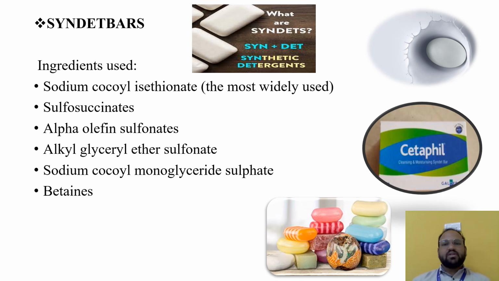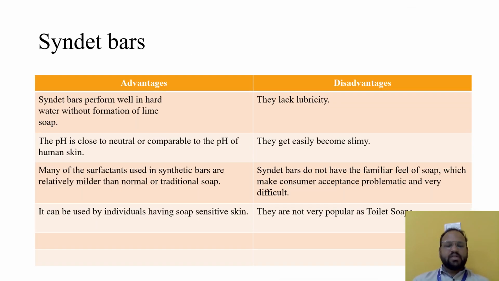Syndet bars. As we discussed, syndet bars are synthetic detergents. Ingredients used are sodium cocoyl isethionate, sulfosuccinate, alpha olefin sulfonates, alkyl glyceryl ether sulfonates, and betaines. Advantages: syndet bars perform well in hard water without formation of lime soap. The pH is close to neutral or comparable to the pH of human skin. Many of the surfactants used in synthetic bars are relatively milder than traditional soap.